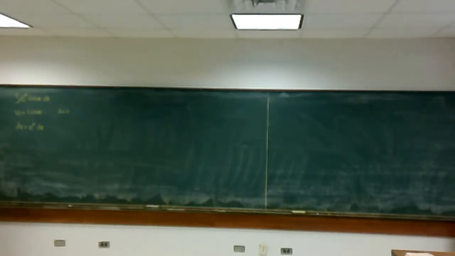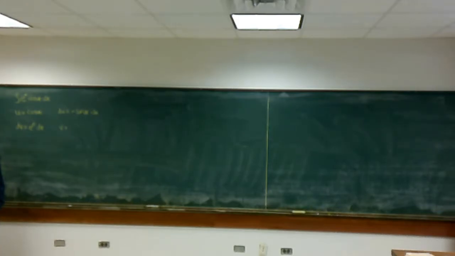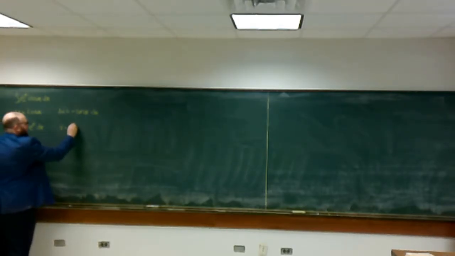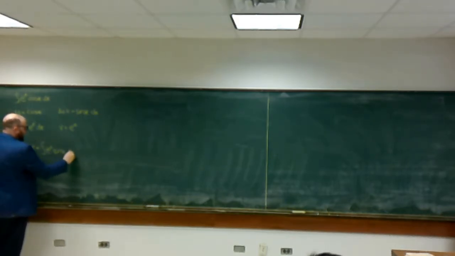What's du? Minus sine. And what is v? Just e to the power of x. Just e to the x dx. U times v minus the antiderivative of v du. How are we going to do that?